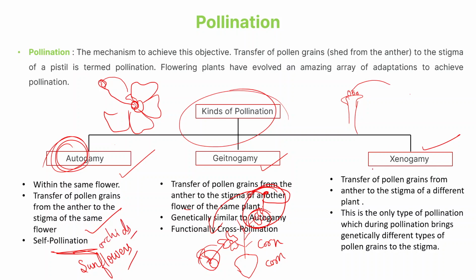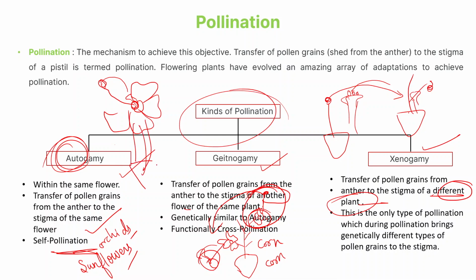Okay, now xenogamy, this is very easy because there are two different types of plants involved. So the pollen of this plant might land on the stigma of the flower of this plant. So there are two different plants involved. Here the single flower was involved, the plant was same. Here also the plant was same, but two different flowers were involved. Now here two different plants are involved.